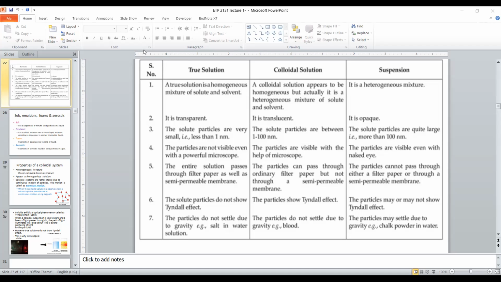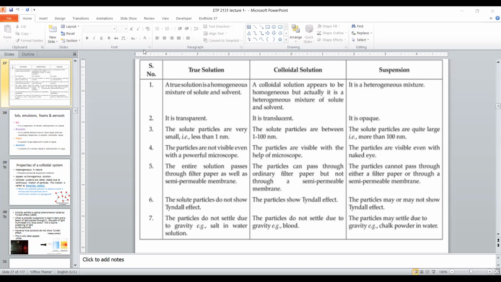Sixth point is solute particles do not show Tyndall effect. Now, Tyndall effect is a characteristic optical effect for colloidal systems. So, for colloidal systems, you have Tyndall effect. Suspensions, they can show Tyndall effect. Also, in certain instances, they may not show the Tyndall effect.